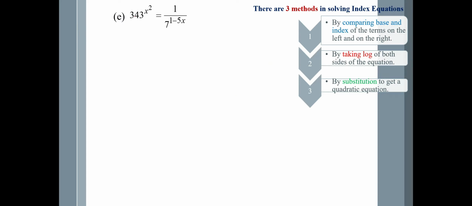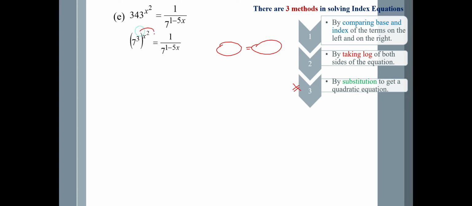Example E, 343 to the power of x squared equal to 1 over 7 to the power of 1 minus 5x. This looks a little bit complicated, but don't worry, we know these three methods. Of course, method 3 is not applicable here. It's because it's just one term or expression on the left side and then one term on the right side. So that's why we don't have to use method number 3. Can we write 343 to a base 7? Yes, it's going to be 7 to the power of 3, to the power of x squared.